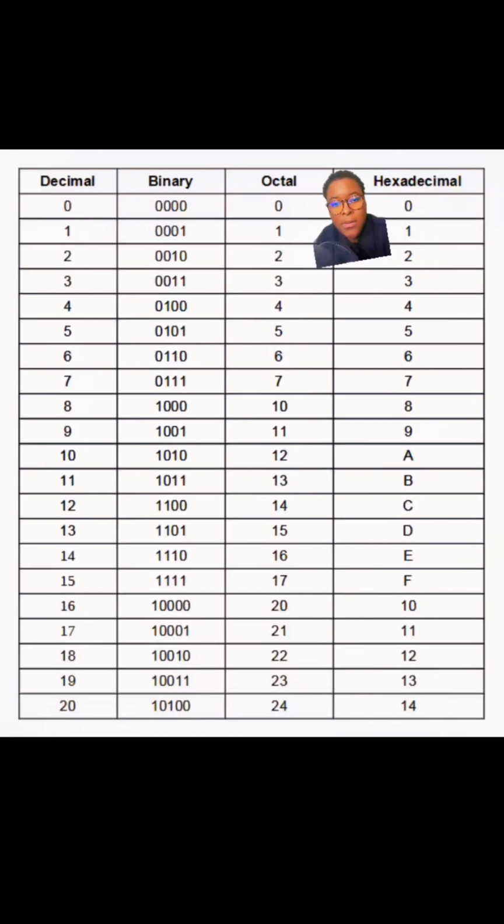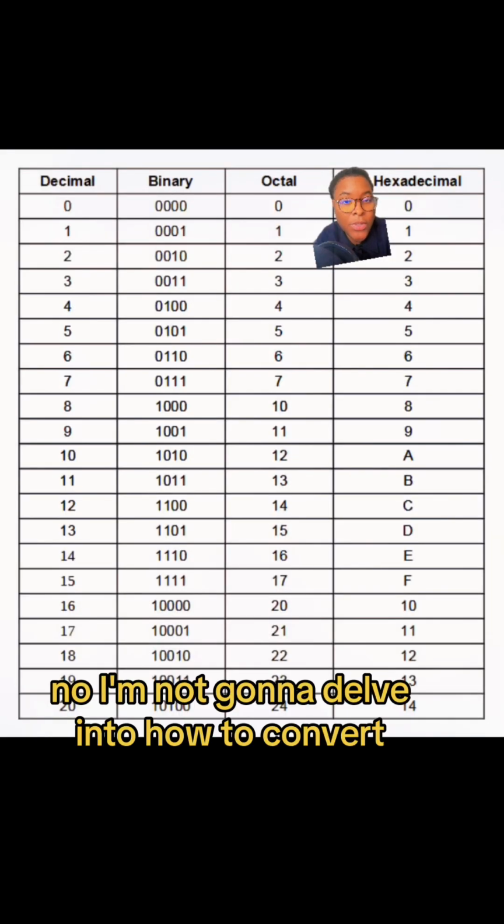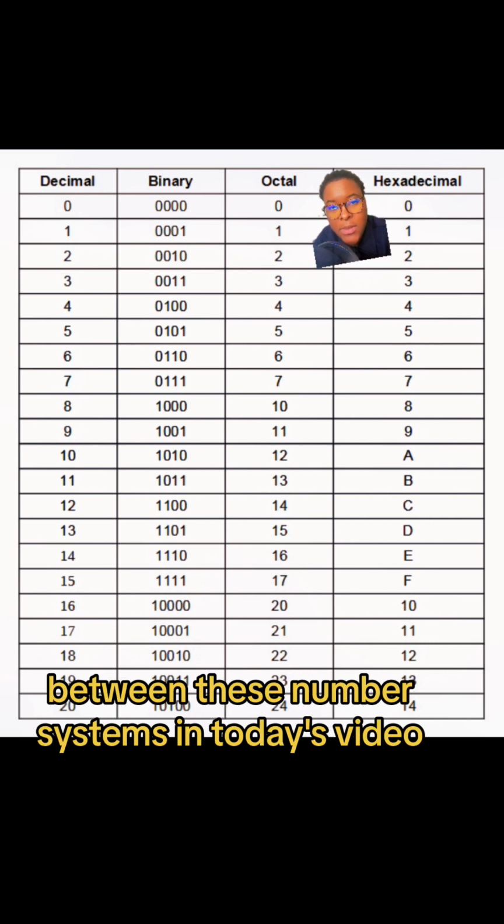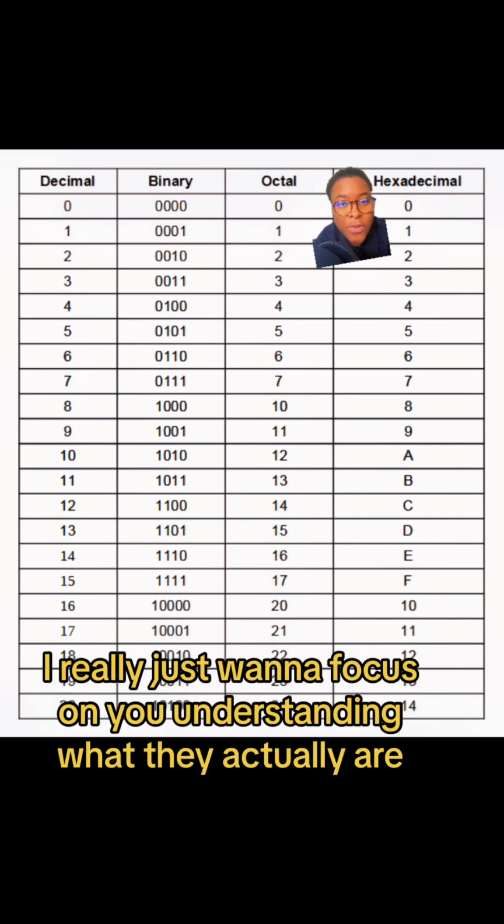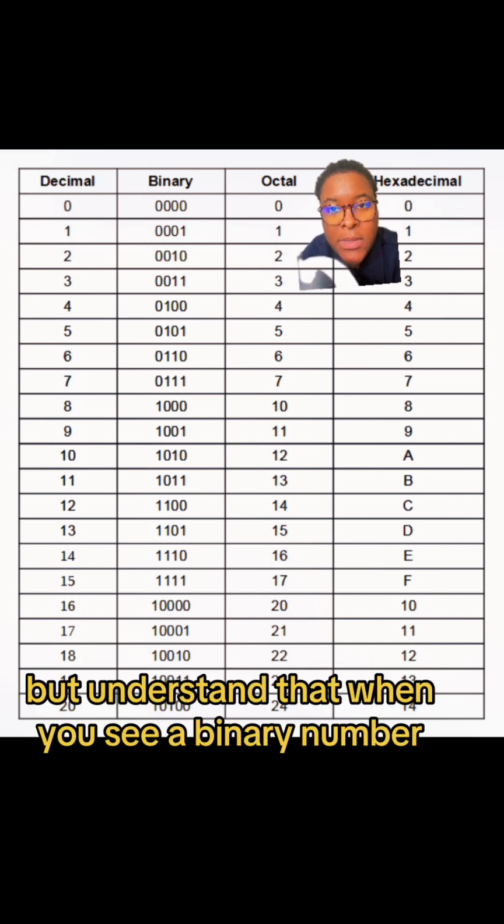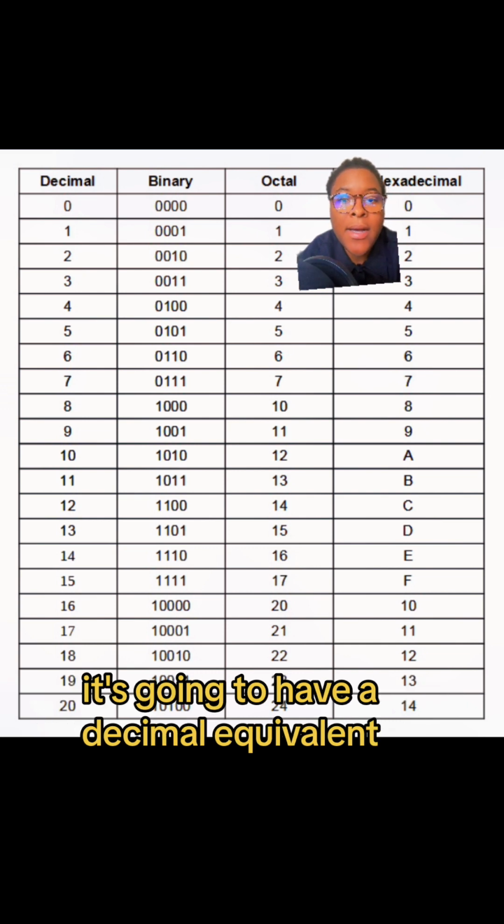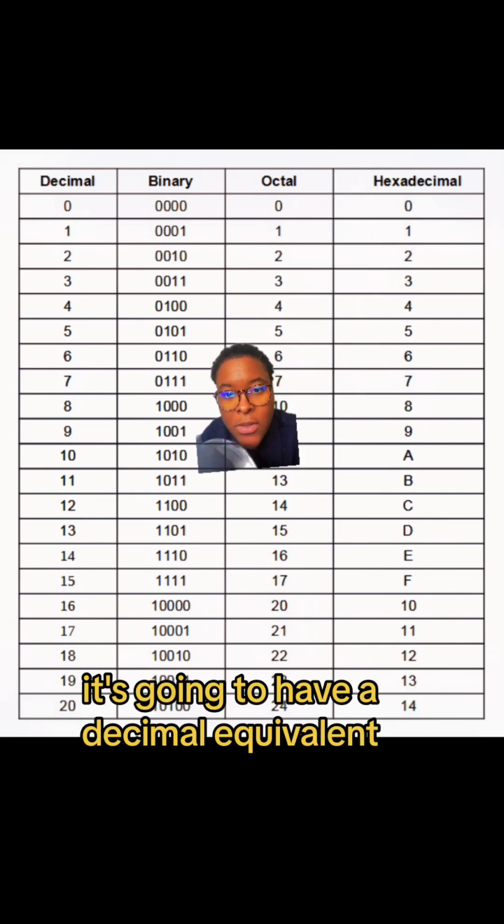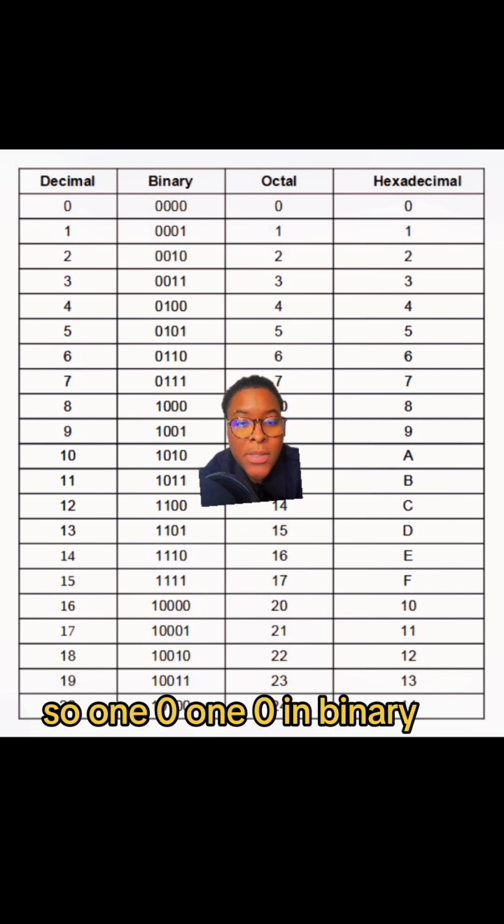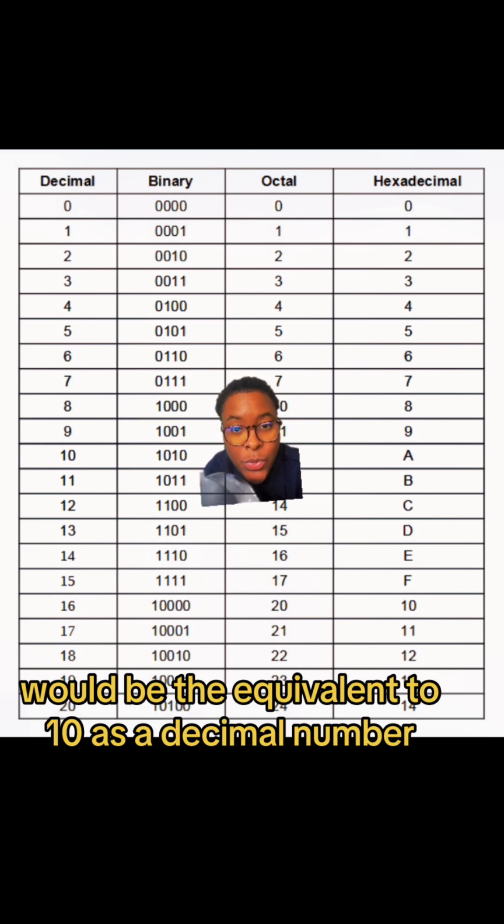So this number here is 1010. Now, I'm not going to delve into how to convert between these number systems in today's video. I really just want to focus on you understanding what they actually are. But understand that when you see a binary number, it's going to have a decimal equivalent. So 1010 in binary would be the equivalent to 10 as a decimal number.